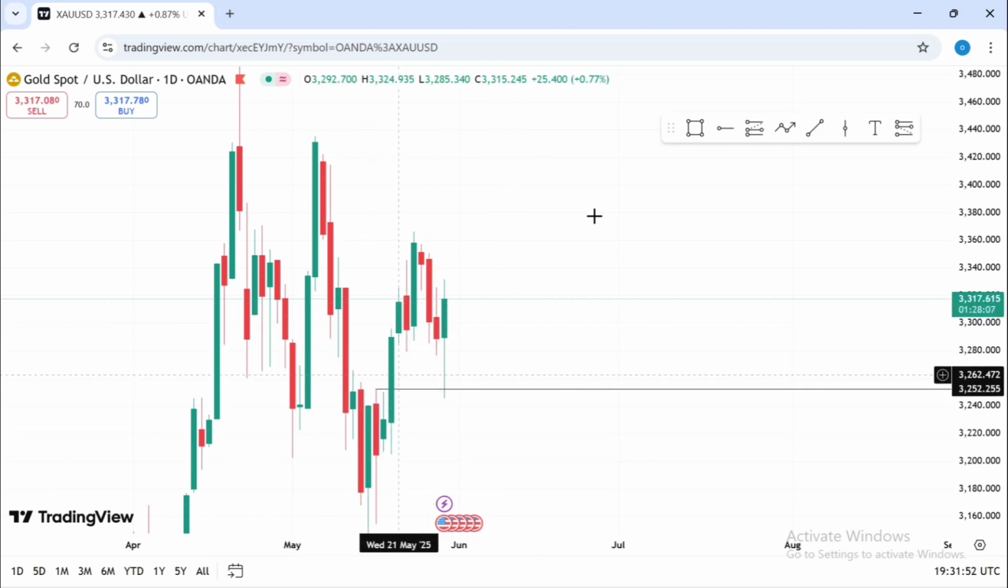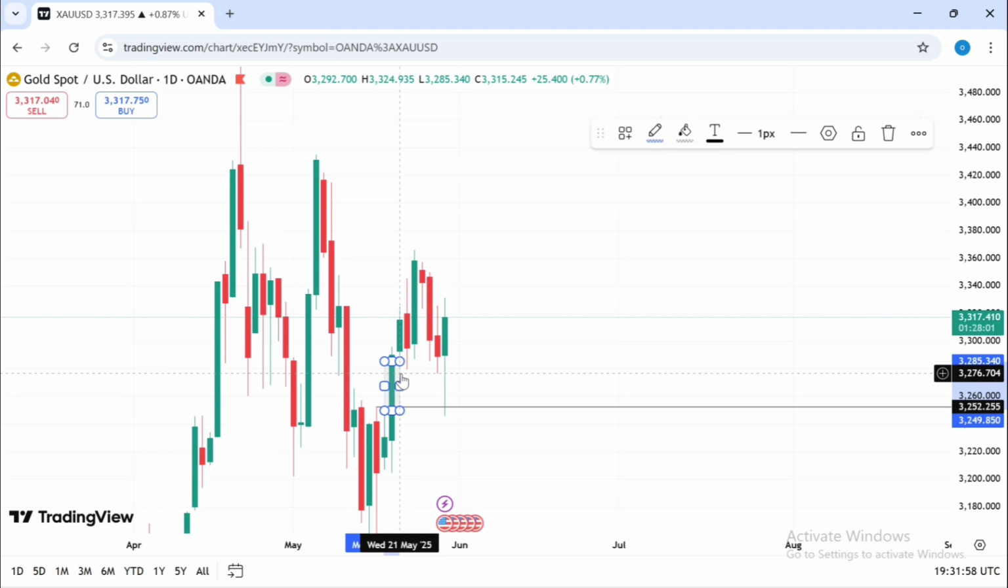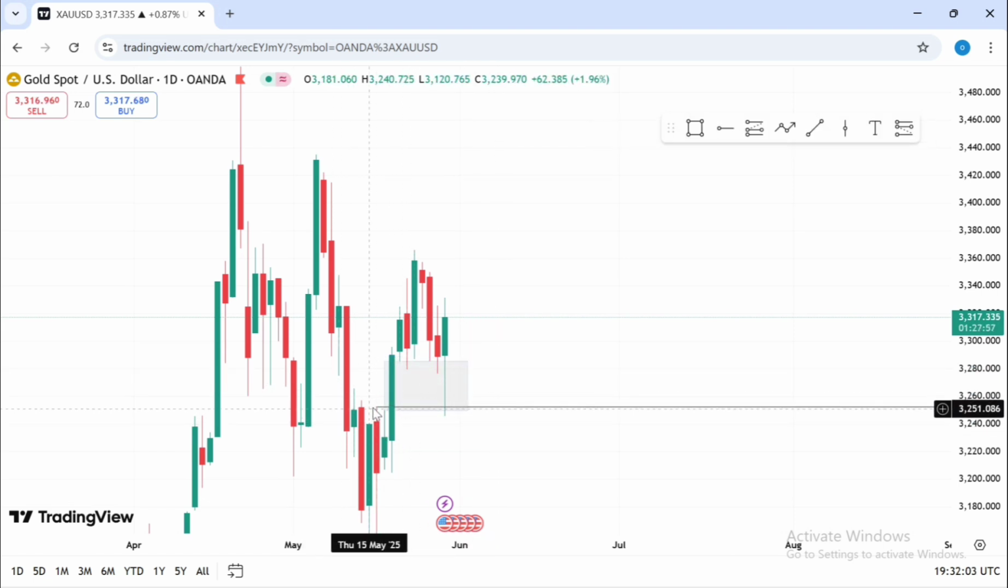So as you can see, this is a fair value gap. We have a fair value gap right here, and we have a swing high overlapping with the fair value gap. Overlapping simply means there's a swing high within the fair value gap. As you can see, there's a swing high within this fair value gap.